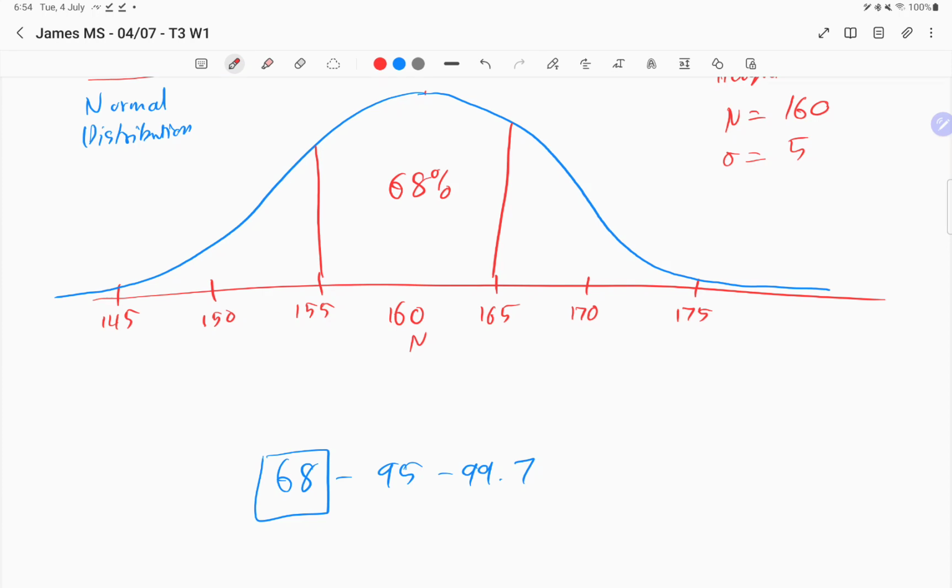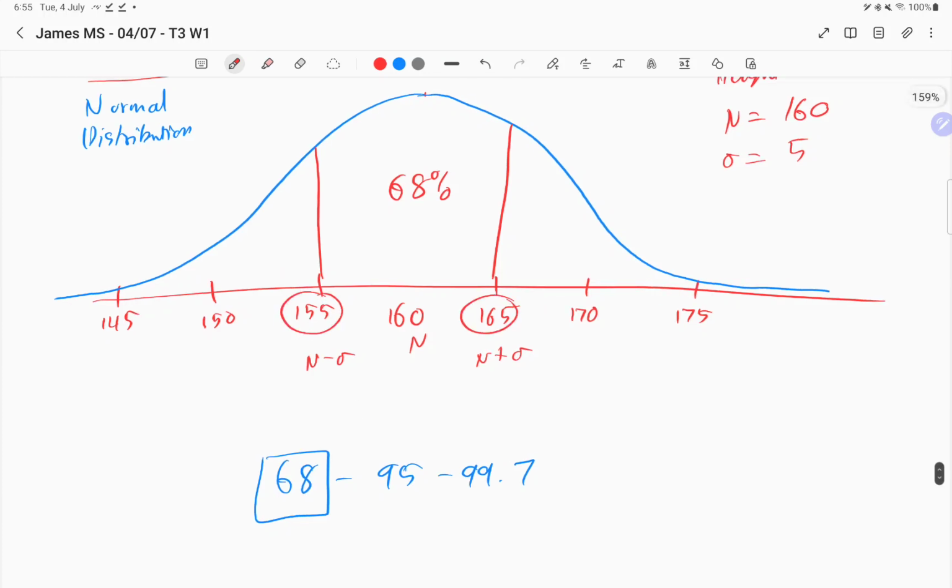But the rule 68, 95, 99.7 says that 68% of people will fall within, so this is mean minus standard deviation, and this is mean plus 1 standard deviation. Okay, so 68% of people will have the height between 155 and 165.